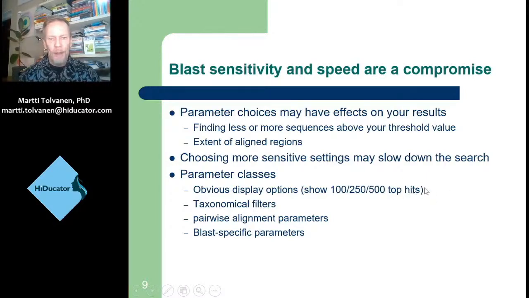We have some choices which are pretty obvious, like choosing how many sequences you want listed, and also choosing to filter for taxonomy is pretty obvious as soon as you understand what species and genera and families are in biological taxonomy. But then the parameters we choose for making the alignments for the final scoring and some BLAST-specific parameters which affect the sensitivity are the more important topics we'll have to look at now.